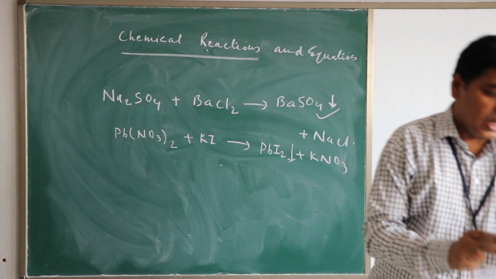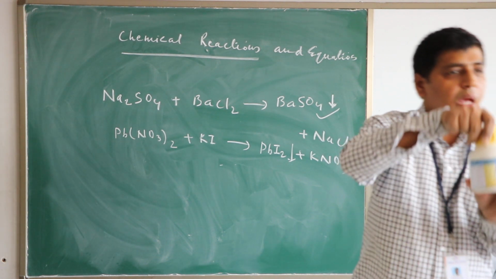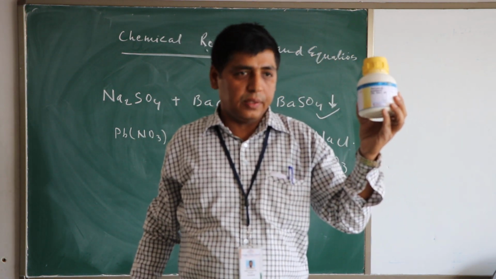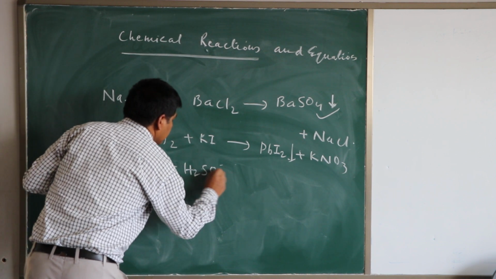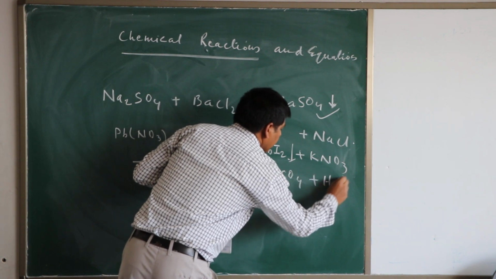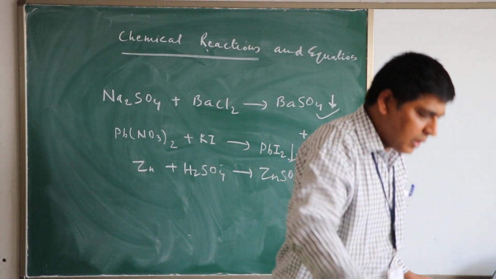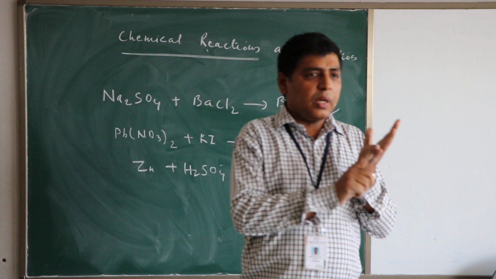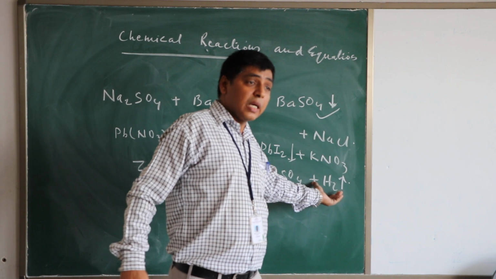You all have learned in lower classes that if you take any metal, suppose I am taking zinc metal, and you put this zinc metal in acid, let us take sulfuric acid. When you take zinc in sulfuric acid, you will be getting a salt, zinc sulfate. With that, one gas is released, called hydrogen gas. So I am telling you the features of a chemical reaction taking place. The first one is there can be a change in color. There can be an evolution of gas.